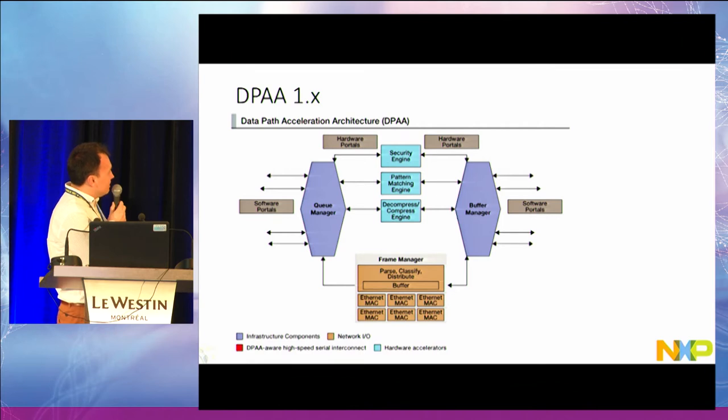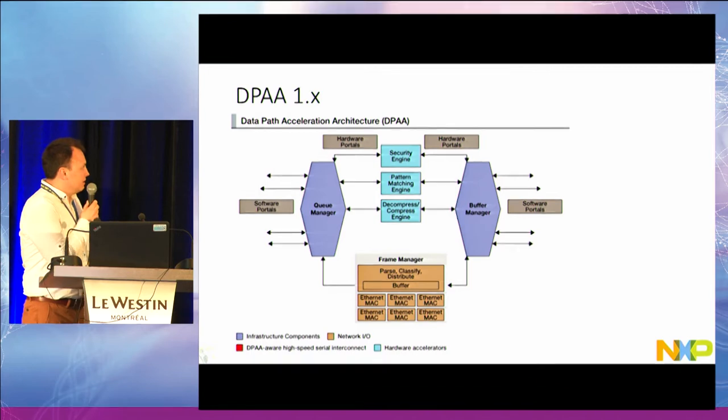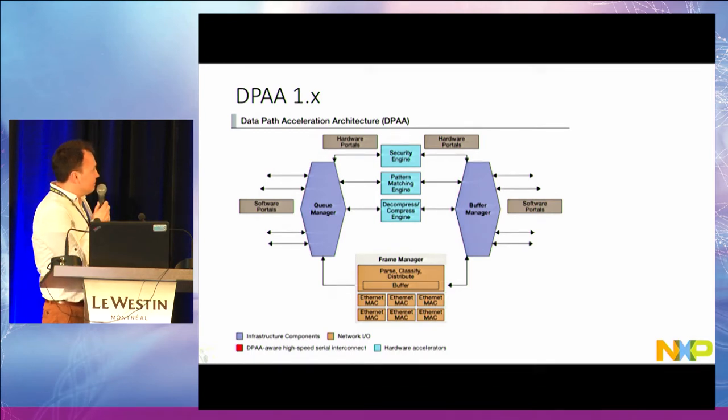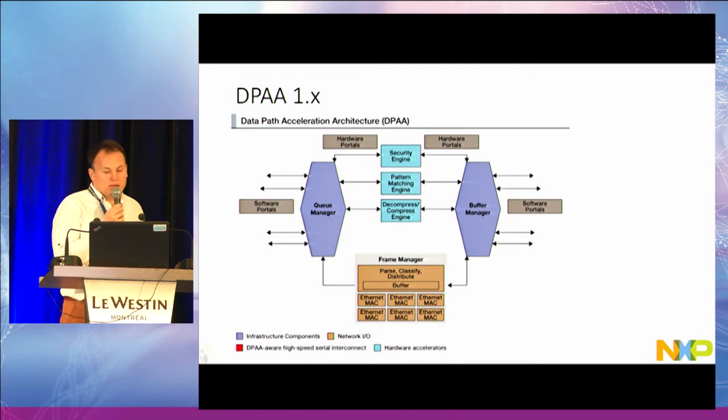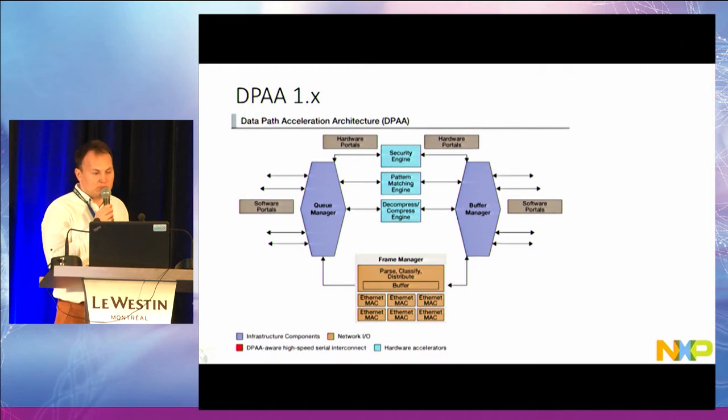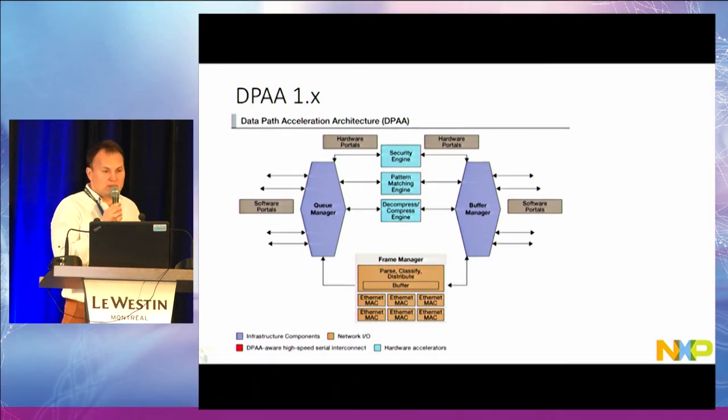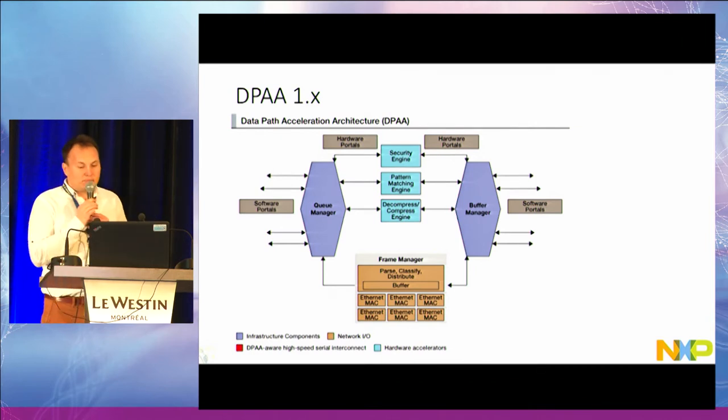Those big spots are the queue manager. We have hardware queues. We also have something called the buffer manager, which is central to our acceleration architecture, and we have what we call a frame manager. For each of these animals, we were required to put together a driver and upstream it, and in the end, upstream the DPA Ethernet driver. That came as a surprise to some people, who asked, okay, this is your FMAN driver, where is the Ethernet? No, it's coming later.